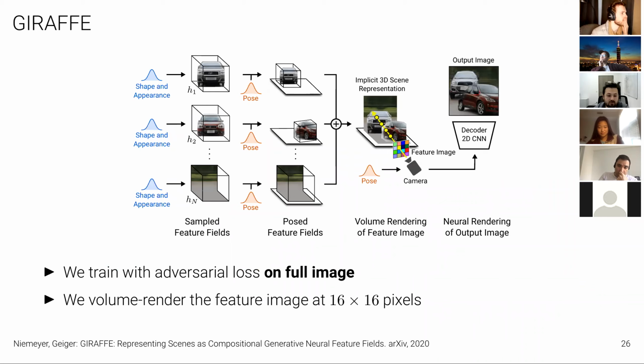Compared to what we saw before, now we can actually train with an adversarial loss on the full image, even on a single GPU. The key difference is that we do this volume rendering on the feature image at 16 by 16 pixels. This is fixed. We will look at the rendering time later, but you see that the GPU requirements and the rendering time improve significantly when you combine volume rendering with neural rendering.